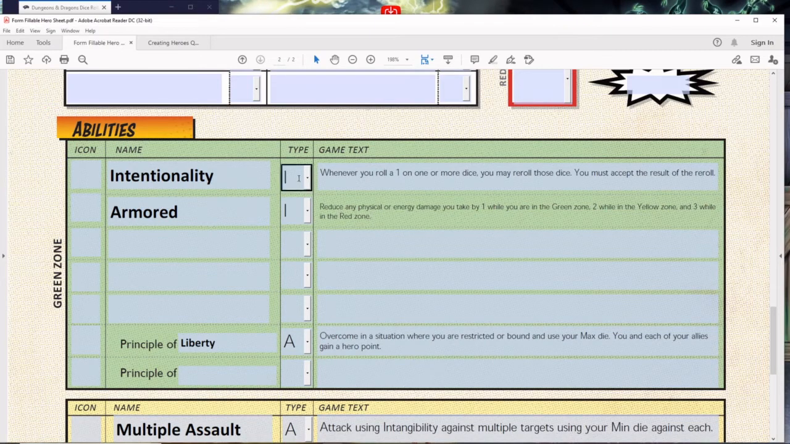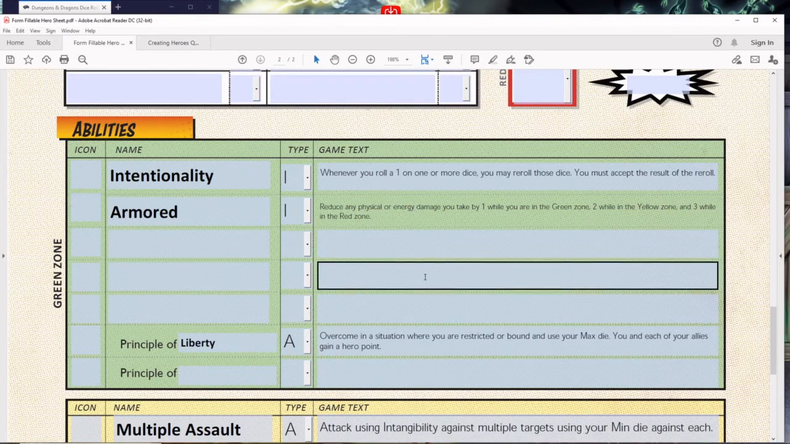Side note, armored right here just says physical or energy. Some things might say brackets. If you see the brackets, you have to choose physical or energy. You don't get both. This power just says physical or energy, no brackets, so it gets both.